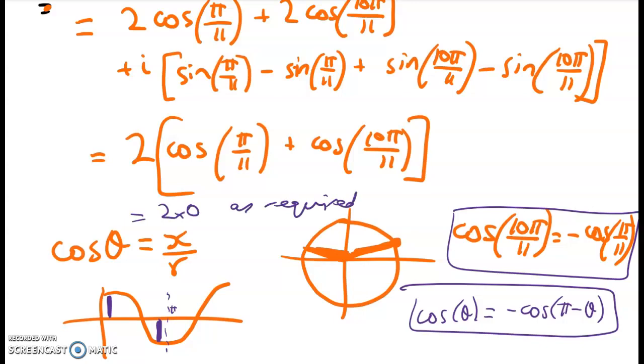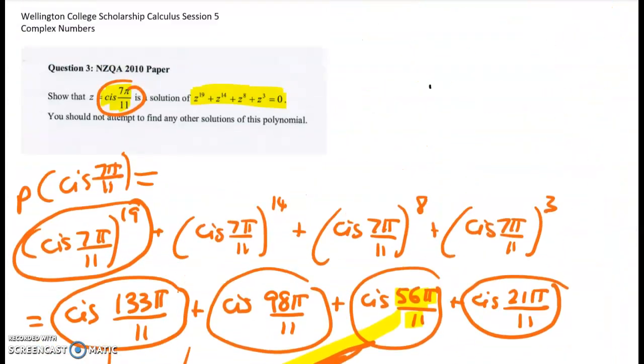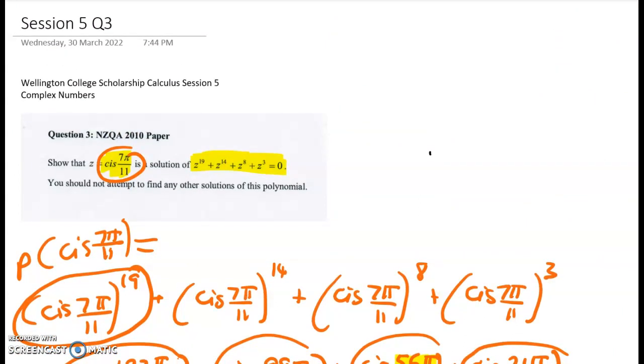So we've shown that when we substitute that value in, we end up with 0, which means that it is a solution. So there you go, two ways to do that problem.